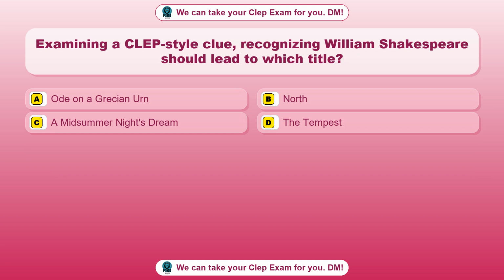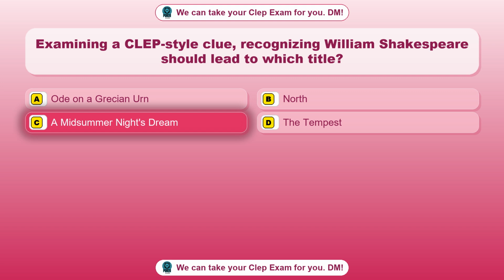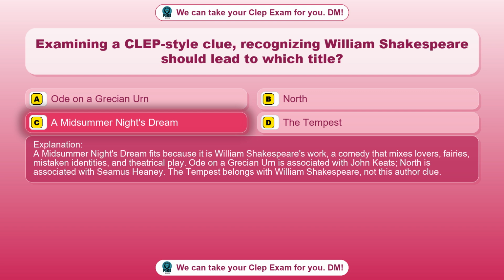Question 79. Examining a CLEP-style clue recognizing William Shakespeare should lead to which title? Option A, Ode on a Grecian Urn. Option B, North. Option C, A Midsummer Night's Dream. Option D, The Tempest. The correct answer is option C, A Midsummer Night's Dream. A Midsummer Night's Dream fits because it is William Shakespeare's work, a comedy that mixes lovers, fairies, mistaken identities, and theatrical play.